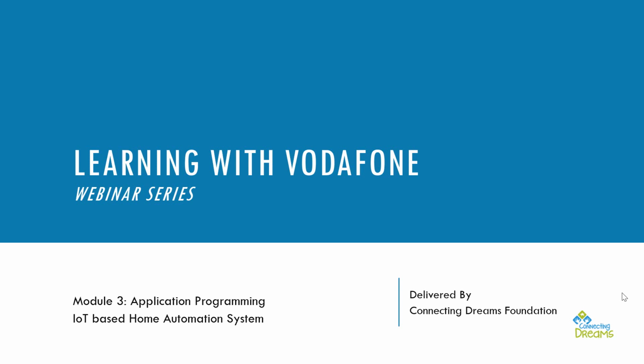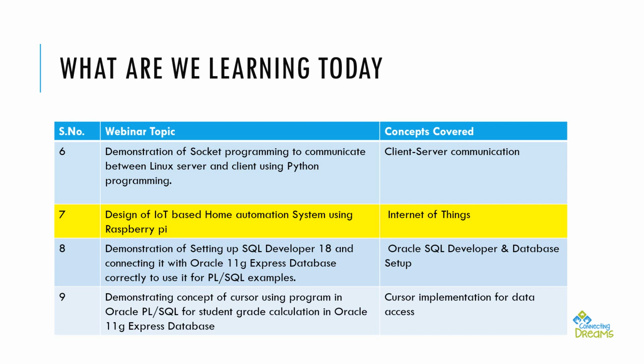Under this module, we are going to discuss how to implement an IoT-based home automation system using Raspberry Pi. So today we are going to learn about the designing of an IoT-based home automation system using Raspberry Pi. We will try to understand how we can use Internet of Things along with Raspberry Pi to create a home automation system where we can control some of our home appliances with the help of IoT.